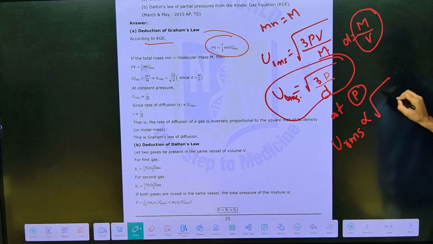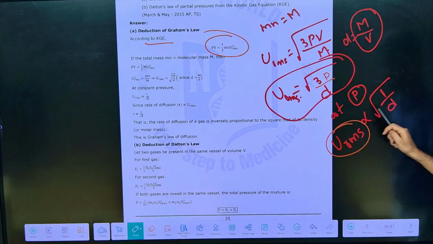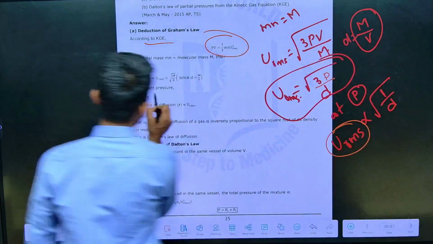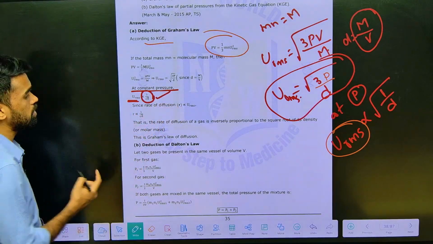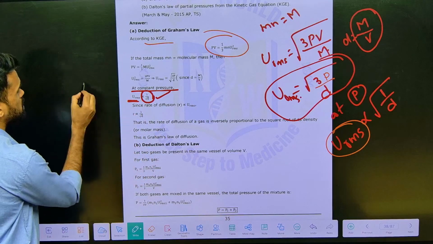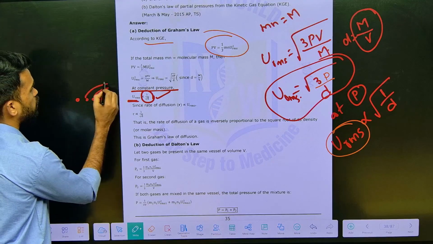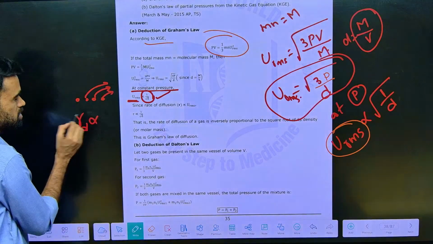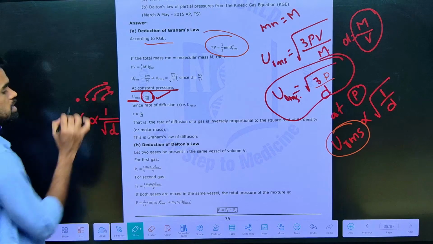Okay, so now Graham's law: at constant pressure, at a particular pressure, u RMS is proportional to root over 1 by d, that is, u RMS is inversely proportional to the square root of density of that gas. So at constant pressure u RMS is inversely proportional to the square root of the density of that gas. Now u RMS, velocity, is nothing but the diffusion of those gas molecules. So the rate of diffusion of gas molecules is inversely proportional to the square root of density of that gas.